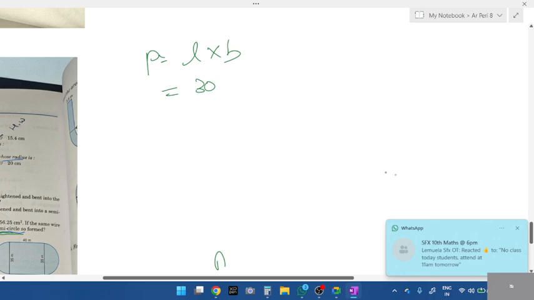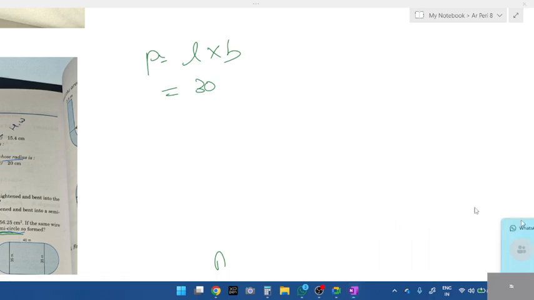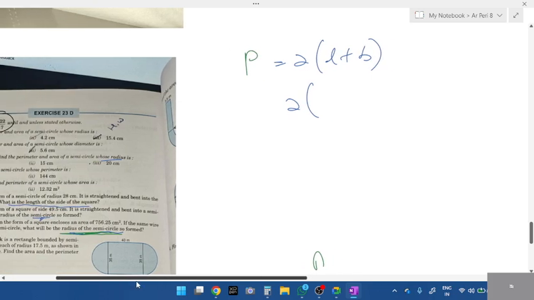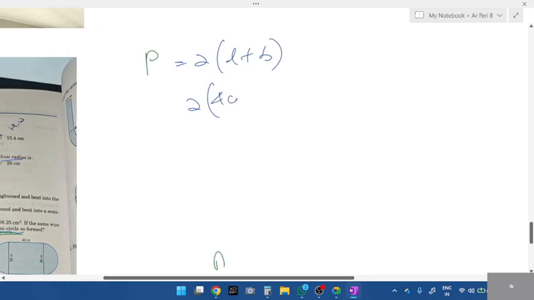No, sorry. What is length? Perimeter formula for a rectangle? 2 into length plus breadth. 40 plus 35 is 75. 75 into 2, students. The answer is 150. Right? Is it clear?